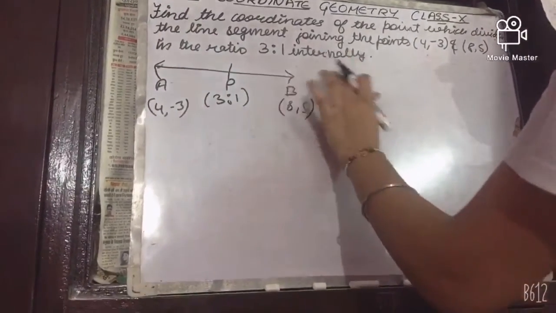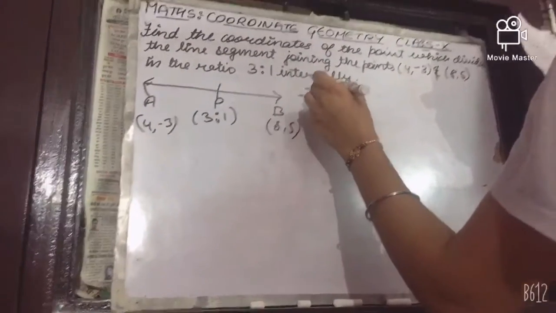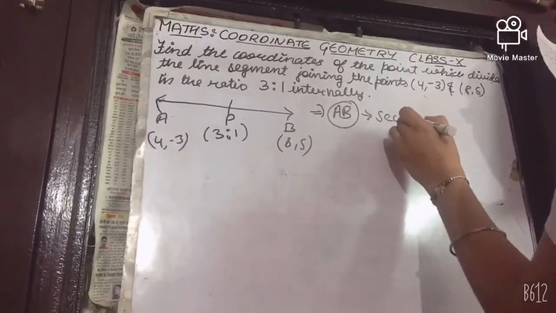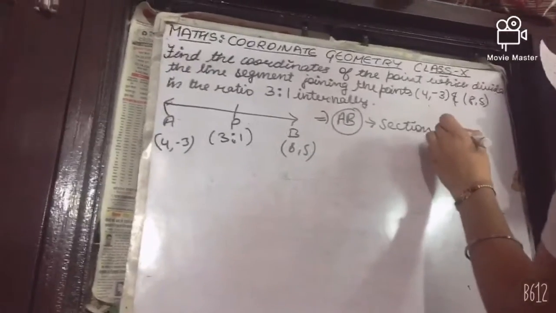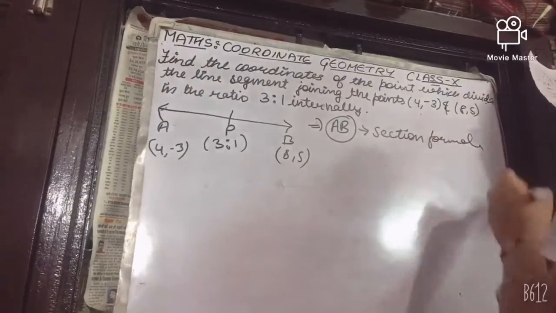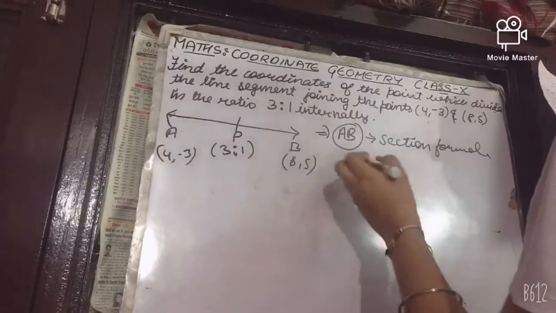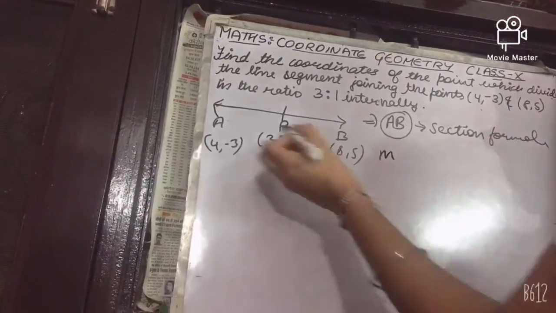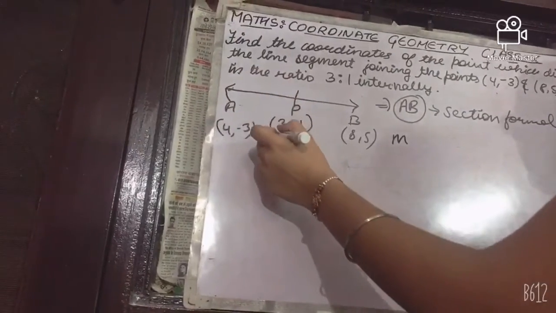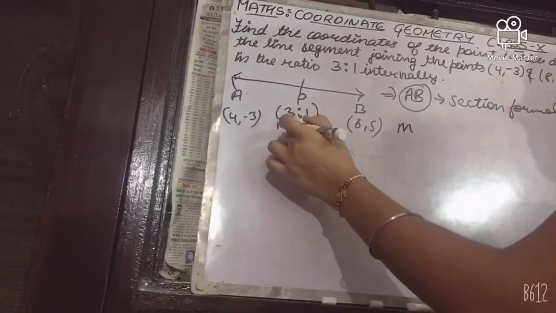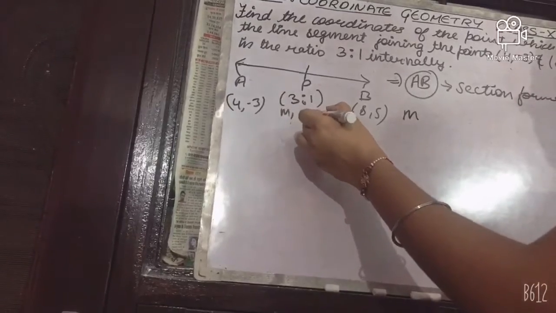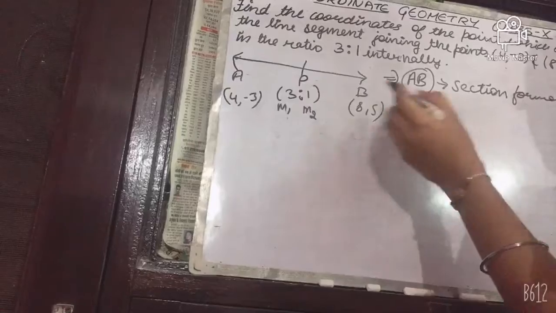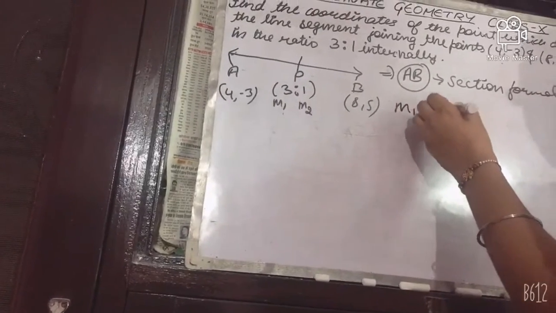So the section formula, we have to apply on line AB. Okay, so what is the formula, the second formula is this. I am taking 3 as M1, and 1 I am taking as M2. So now the formula I am writing here.